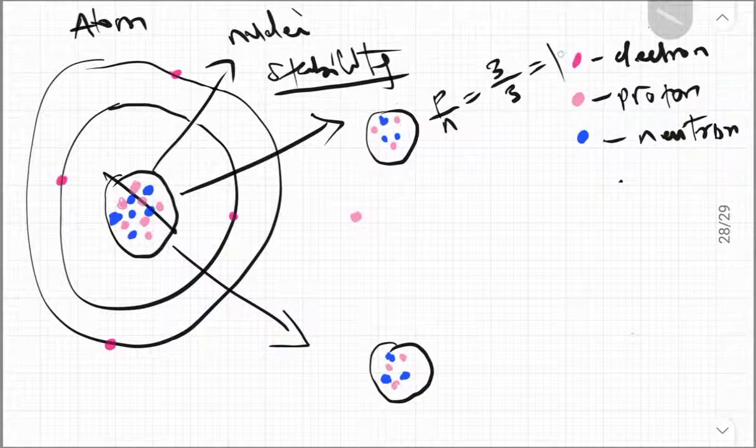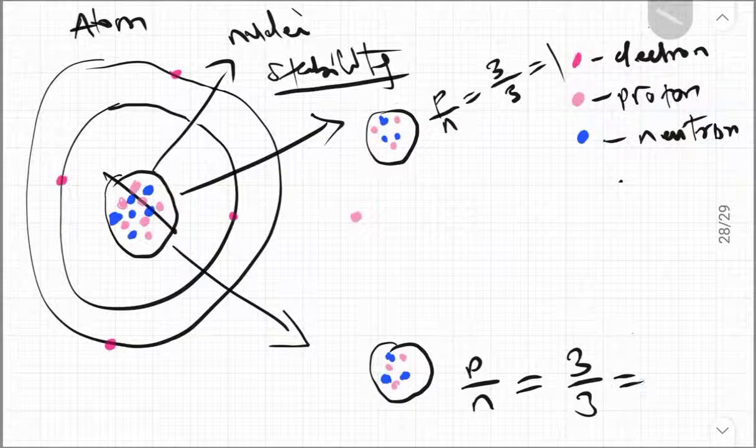Okay, so actually that is stable, since you have a proton to neutron number ratio of 1. Then that atom is said to be stable. So let's look at this one. Of course, it's going to be the same, right? We have 3 protons, 3 neutrons, so we have 1, right? So the atom now splits into 2, giving birth to stable nuclei.